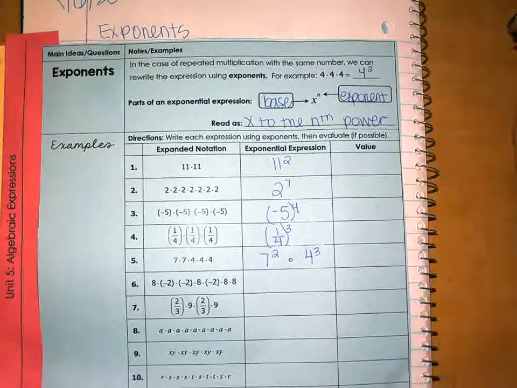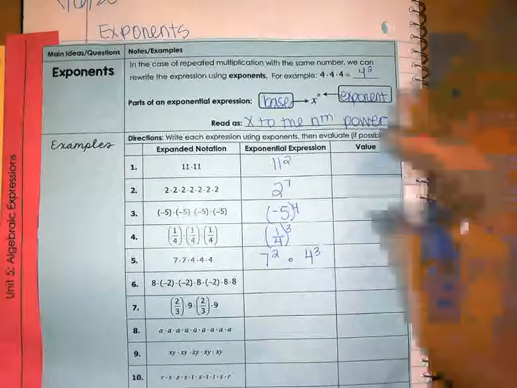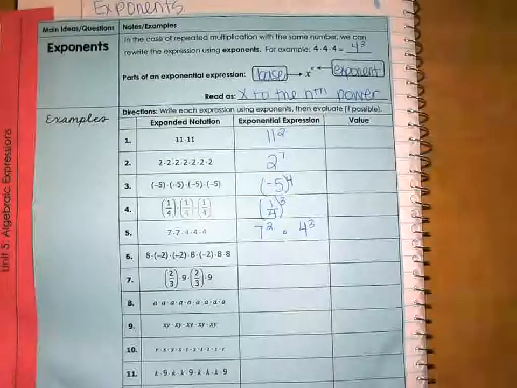Technically, 4 to the third times 7 to the second is the way most people write it, at least when it comes to answer keys and things like that. Why? Because it's in numerical order. 4 is smaller than 7, right? But I can accept either way. Is that understood? Okay, everyone do number 6 and number 7.